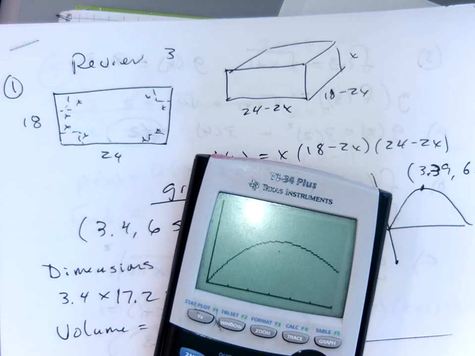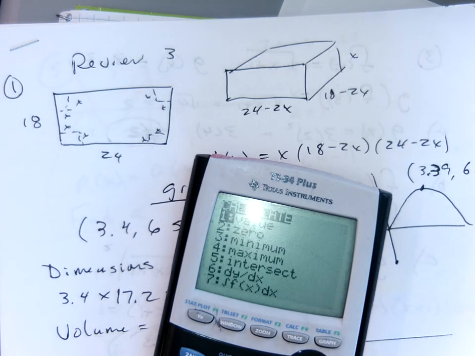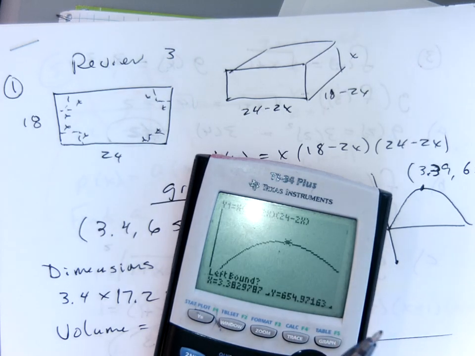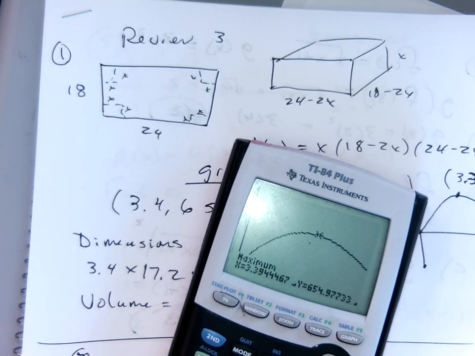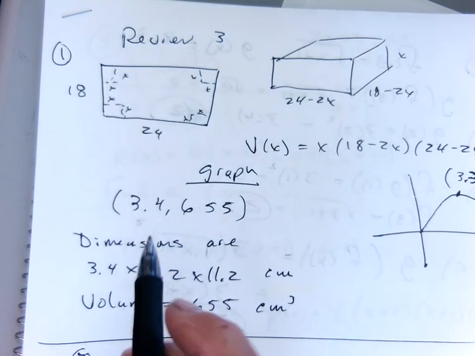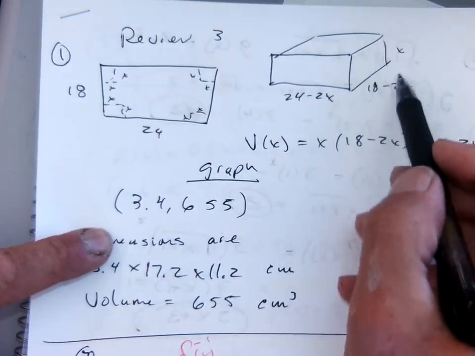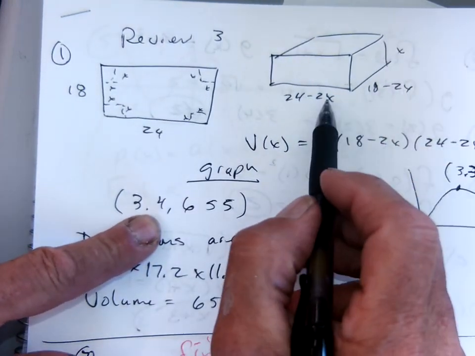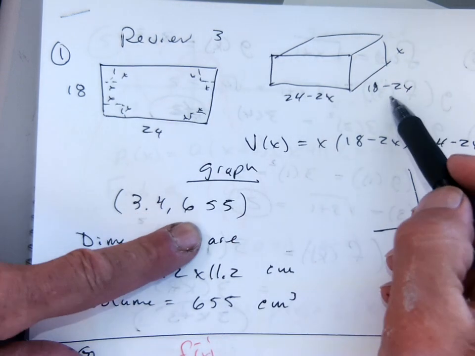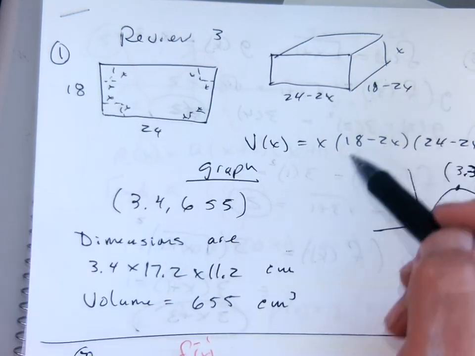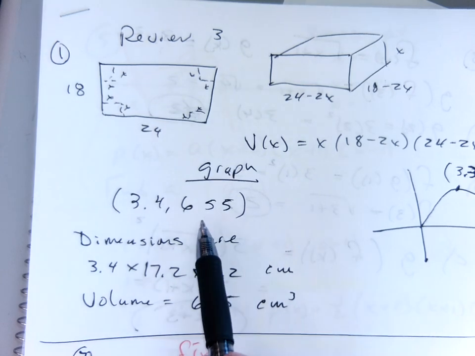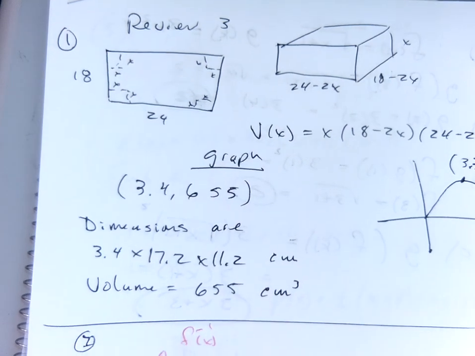I graphed it. I went and looked for the maximum value, and I wound up getting the maximum value at about 3.4 and about 655. So that's the cut. So then to get the actual dimensions, that's this. And I plugged the 3.4 in for X to get the width, and then I put the 3.4 in for X here to get the depth, okay? The volume is the Y value, which is 655, okay?